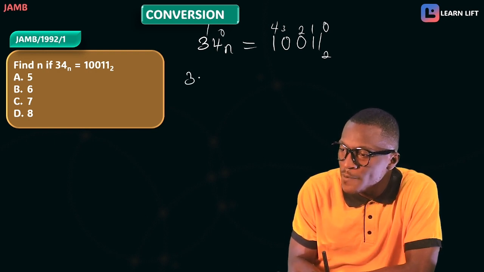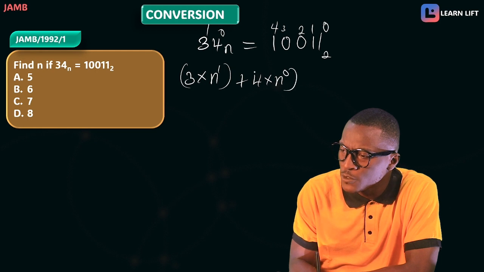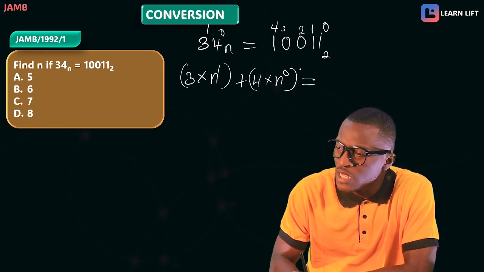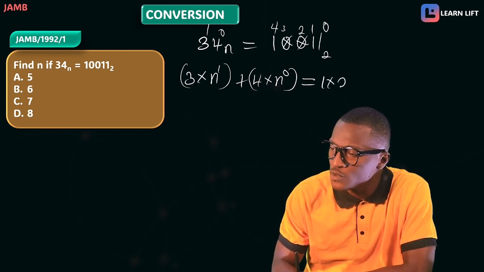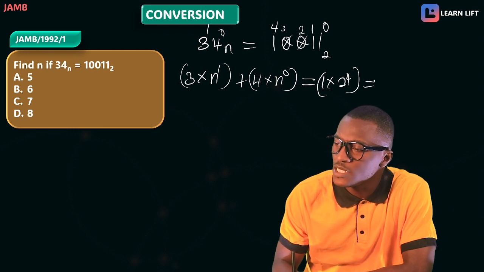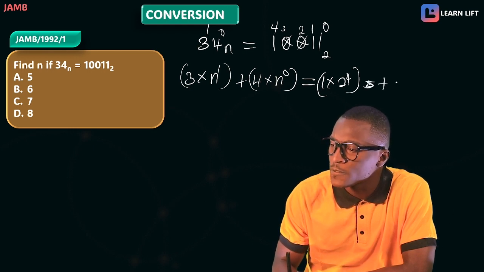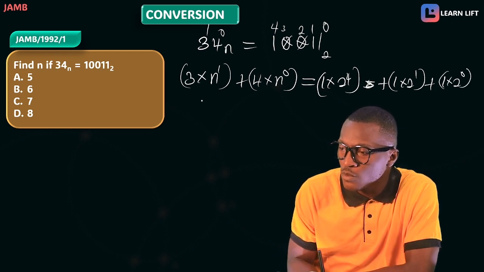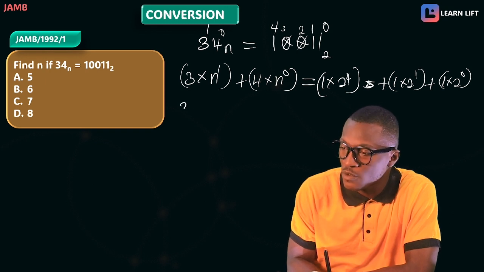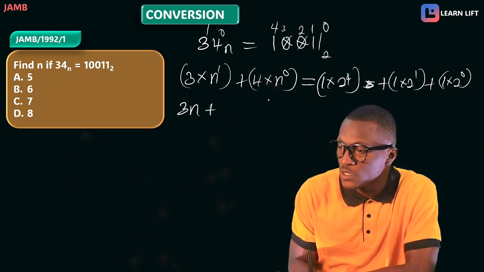So this time it becomes 3 times n raised to power 1 plus 4 times n raised to power 0 is equal to, now I'll cancel the zeros because 0 times anything gives me 0. So that becomes 1 times 2 raised to power 4 plus 1 times 2 raised to power 1 plus 1 times 2 raised to power 0. So this now becomes n raised to power 1 is n, 3 times n gives me 3n, plus n raised to power 0.